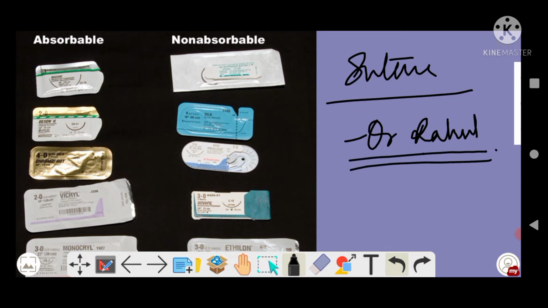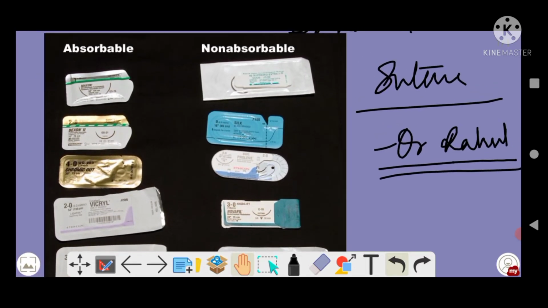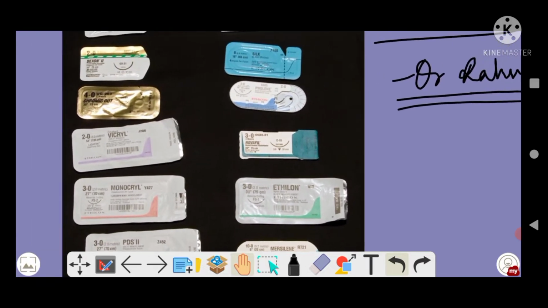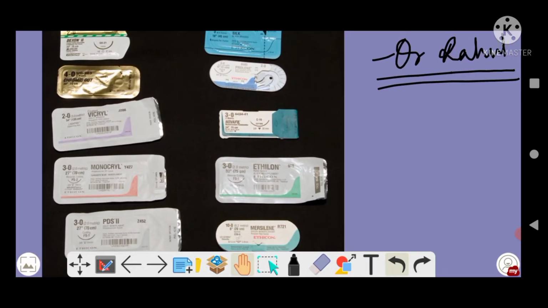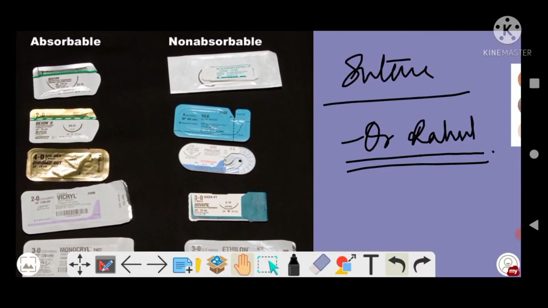Okay, so as you can see on the screen, there are absorbable sutures as well as non-absorbable sutures, right? So we will discuss each of them. We will look at their materials, tensile strength, absorption rate, tissue reaction, differences, their uses, etc. We will take this in separate videos. In one video I will discuss absorbable, and in another I will discuss non-absorbable sutures, right?